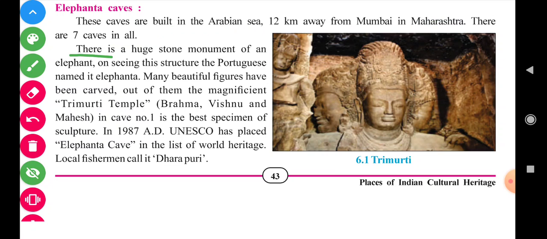There is a huge stone monument of an elephant. On seeing this structure, the Portuguese named it Elephanta. So the nomenclature of this cave is from the elephant sculpture which is placed inside the cave, and this name was given by the Portuguese because they pronounce hathi as elephant.